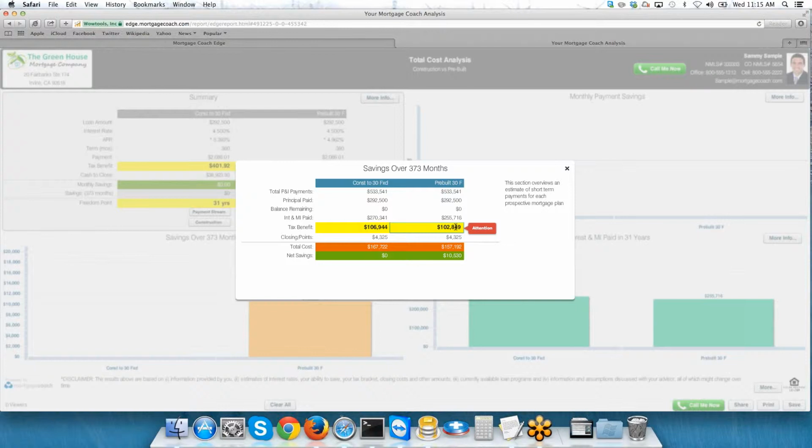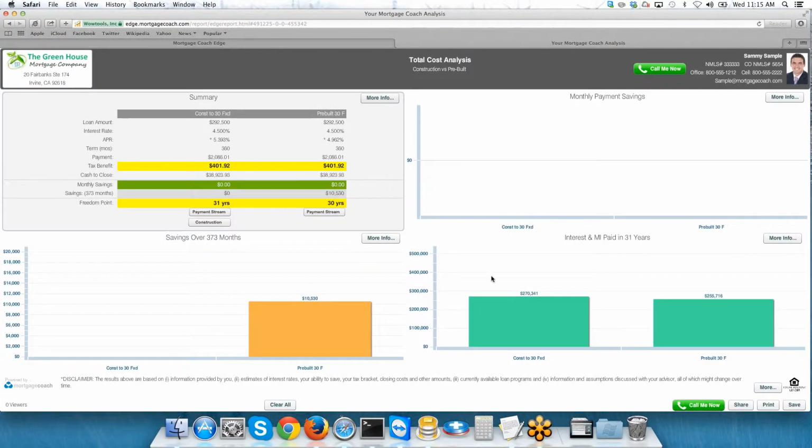And if we're looking at our total costs over time, just like we were talking about earlier, we have interest and MI paid minus the tax benefit plus the closing costs. And that's how we're arriving at our total cost figure. We then compare those two costs together, and the total difference between these two loans when they're fully paid off is $10,530. Now, these are pushed out all the way to the end so I could show you the difference.